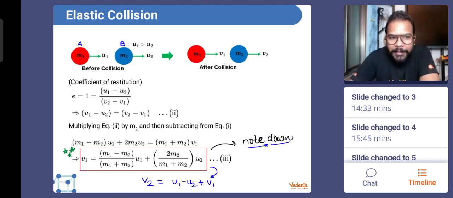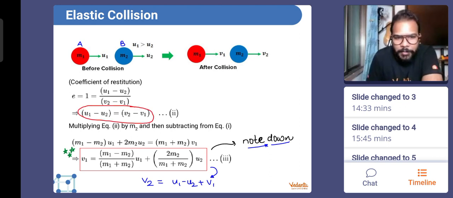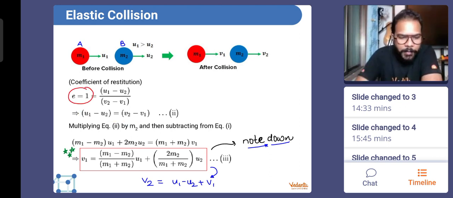These velocity formulas can only be used for elastic collisions. This formula can be used only for elastic collision because it comes when e is equal to 1.